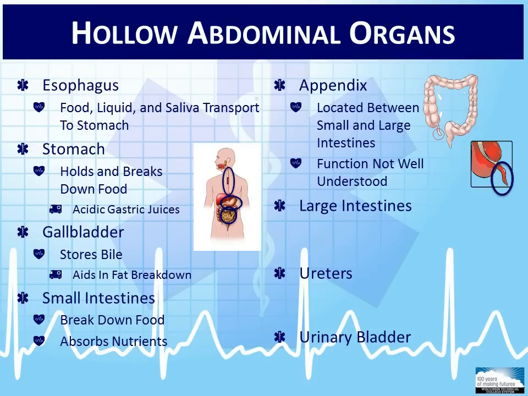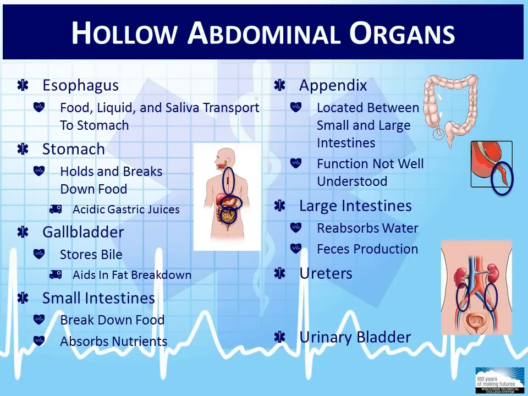The large intestine reabsorbs water, resulting in the production of feces. The ureters are paired muscular tubes that carry urine from the kidneys to the bladder. The urinary bladder acts as a reservoir for storing urine until it is excreted from the body.